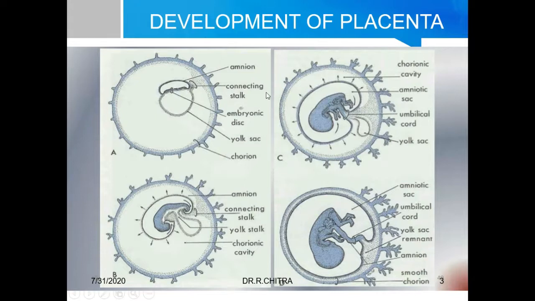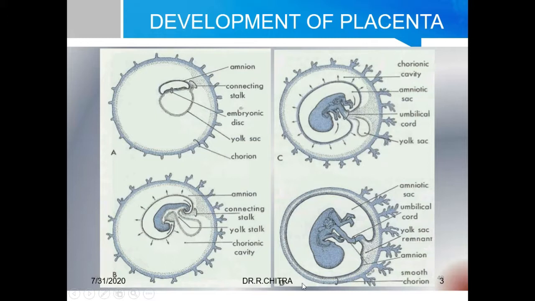So this picture shows the development of the bilaminar germ disc and also the two cavities, amniotic cavity and the yolk sac, and the connecting stalk. And in the B image, there are the foldings of the embryo, head folding and tail folding. Yolk sac is indrawn, and this is the chorionic villi development, and this is the continuation of the chorionic villi development. In the chorionic villi, only adjacent to the decidua basalis, this villi persists.